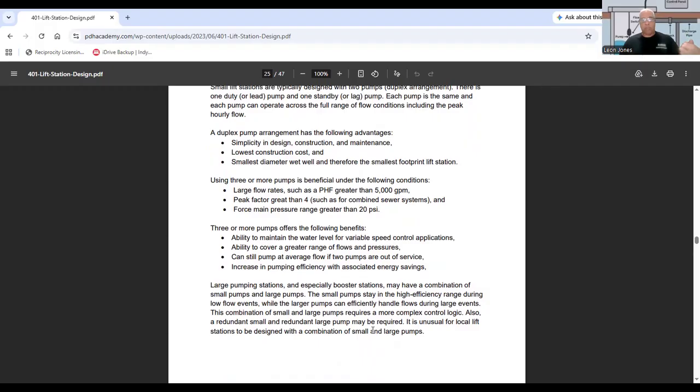So large pumping stations, especially booster stations, may have a combination of small pumps and large pumps. The small pumps stay in the high efficiency range during low flow events, while the larger pumps can efficiently handle flows during large events. So this combination of small and large pumps requires a more complex control logic. Also, a redundant small and redundant large pump may be required. So it is unusual for local lift stations to be designed with a combination of small and large pumps.